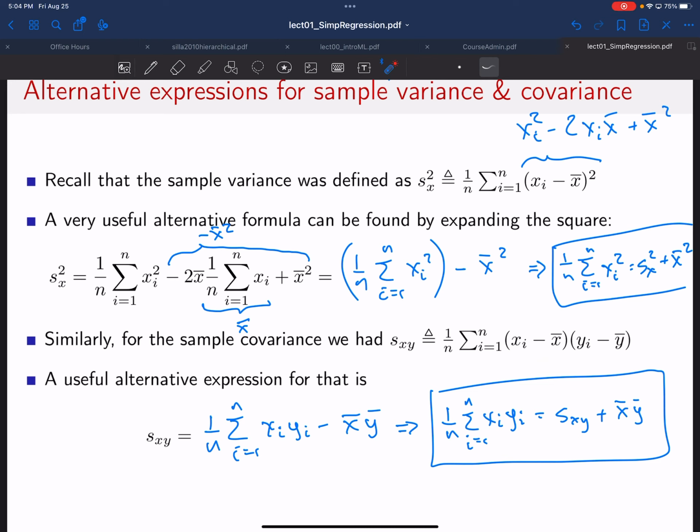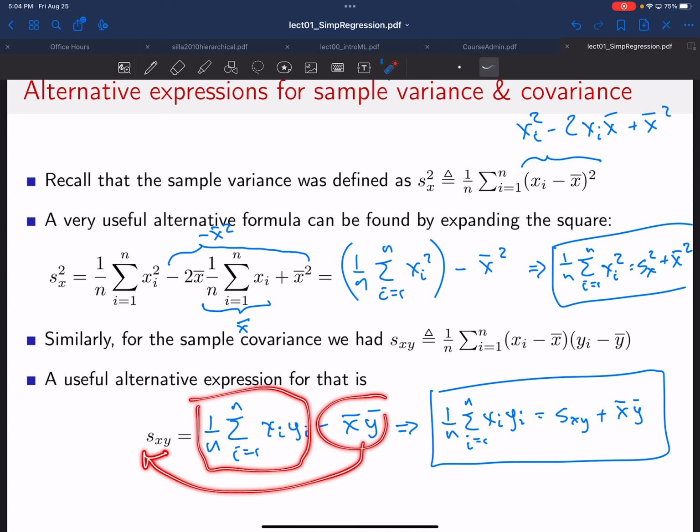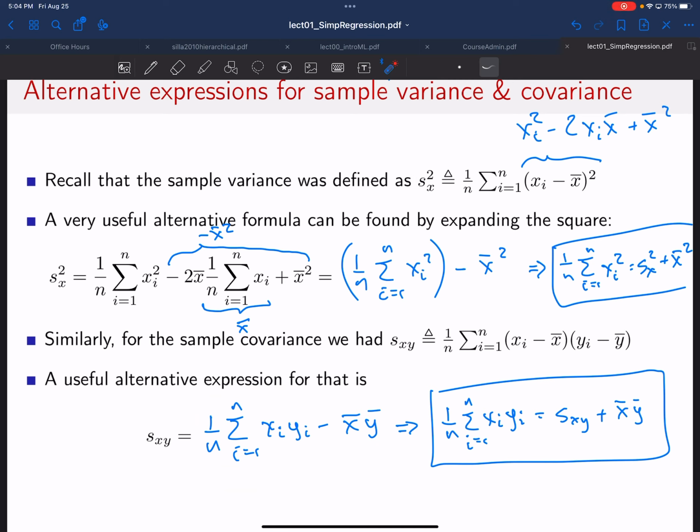Yeah, where did that go into your next? Oh, so what I did is I wrote this and I moved this to the other side, right? So I just rearranged it. Same thing here, I have this equals this plus that. Okay, yeah, I see that now. Okay, great. Okay, any other questions on this slide?